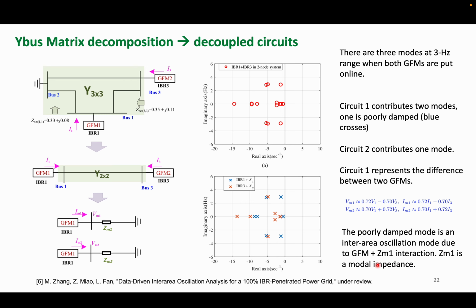By the way, ZM1 is a modal impedance that comes from this kind of combination. ZM1 is related to the difference between the 2 generators. The other one, ZM2, is a circuit where the voltage and current are a combination. Their difference causes this mode, which is the blue one, the IBR and lambda. That is very clearly showing that, in fact, if we treat the IBRs as similar and check their difference, that is the interarea oscillation mode. All right, so that's about it.